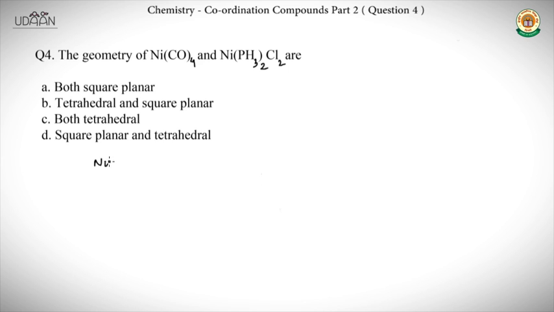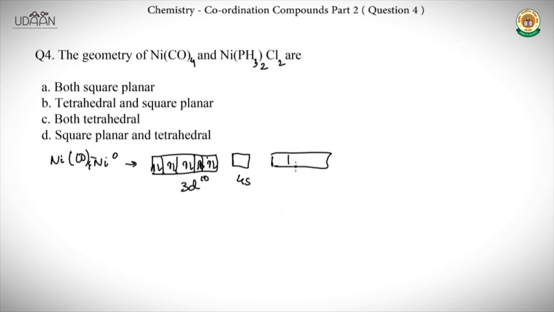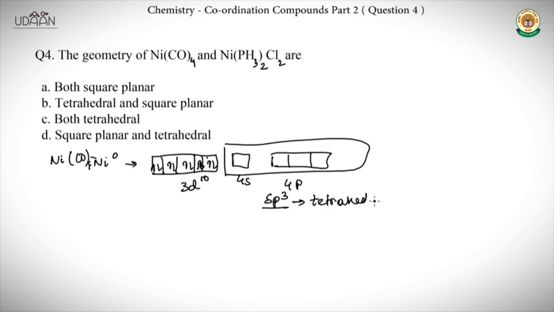In this case, it is Ni0. So we know that this is Ni0. Now we know that CO is a strong field ligand. So as we've done in the last few questions, we'll find that it has all electrons paired up. It has a 3d10, so hence it has a 4s available and it has a 4p available. So the configuration will have an sp3 hybridization, which means that it will be tetrahedral, as you've already studied before.